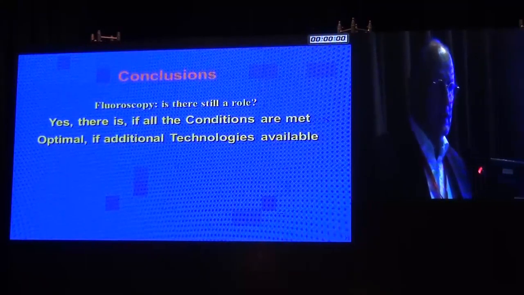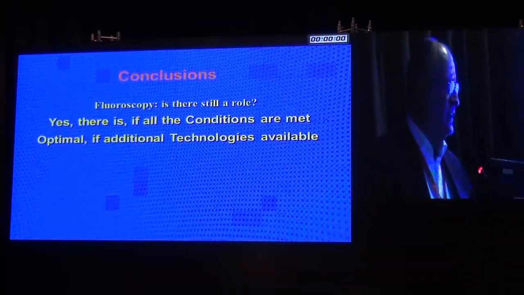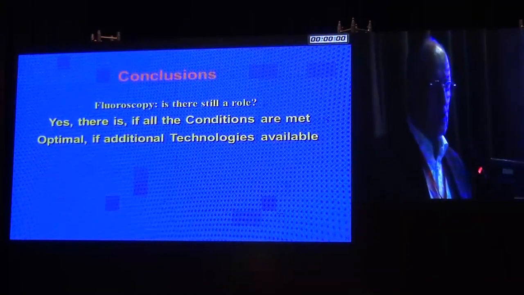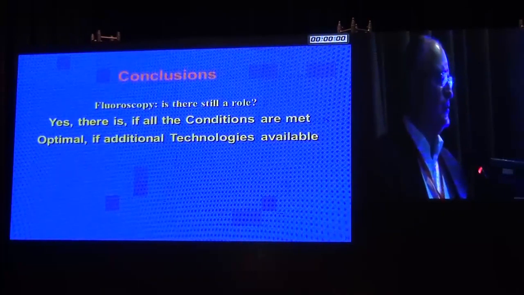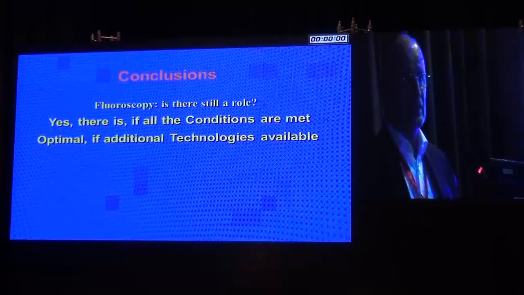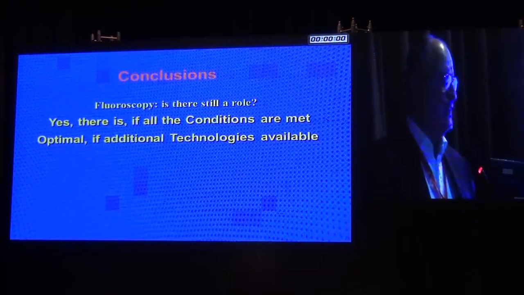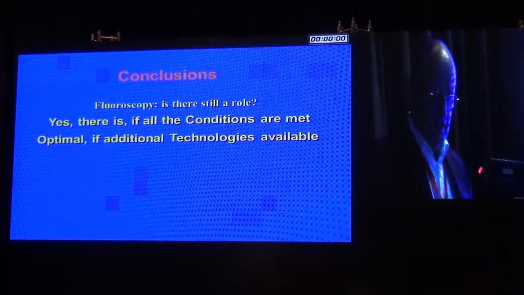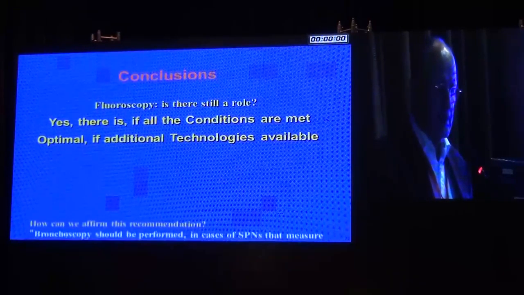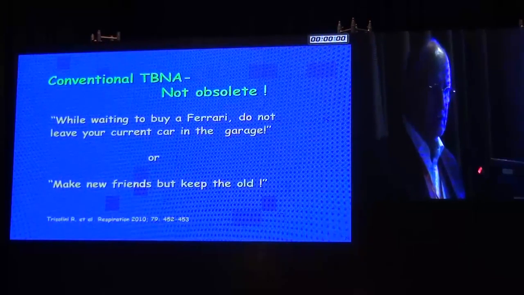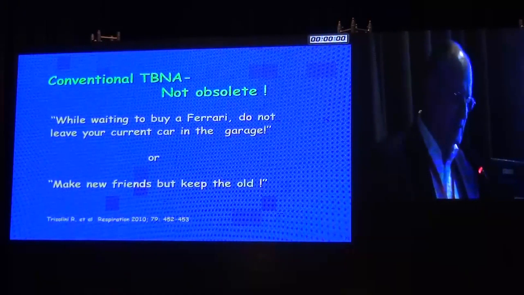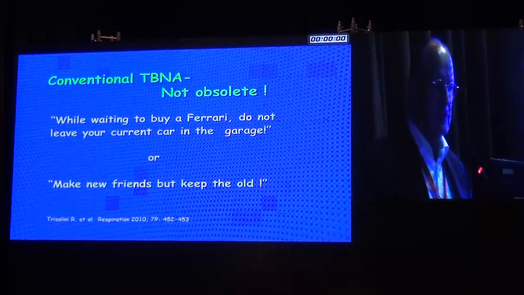So my conclusion is: fluoroscopy, is there still a role? Yes, there is, if all the conditions that I explained are met, and it's optimal, of course, if you have additional techniques available. Of course, when you have ultrasound available, you will not make the most effort to do it under fluoroscopy as if you don't have it. So the evidence is that it should be performed for lesions at least 8 to 10 centimeters in diameter.